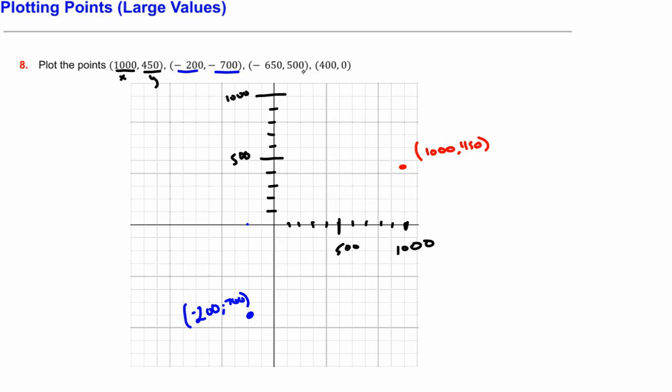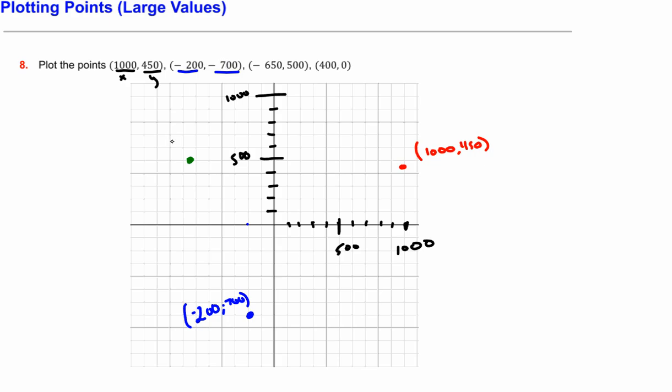The next one, negative 650, 500. So that's back 6. 1, 2, 3, 4, 5, 6. Here's back 6. Here's back 7. I would go right in between those two, right? So right in here would be negative 650, and then up 5. So if you count those out, should put us to right there. So 1, 2, 3, 4, 5, 6, 650, and then up 1, 2, 3, 4, 5.